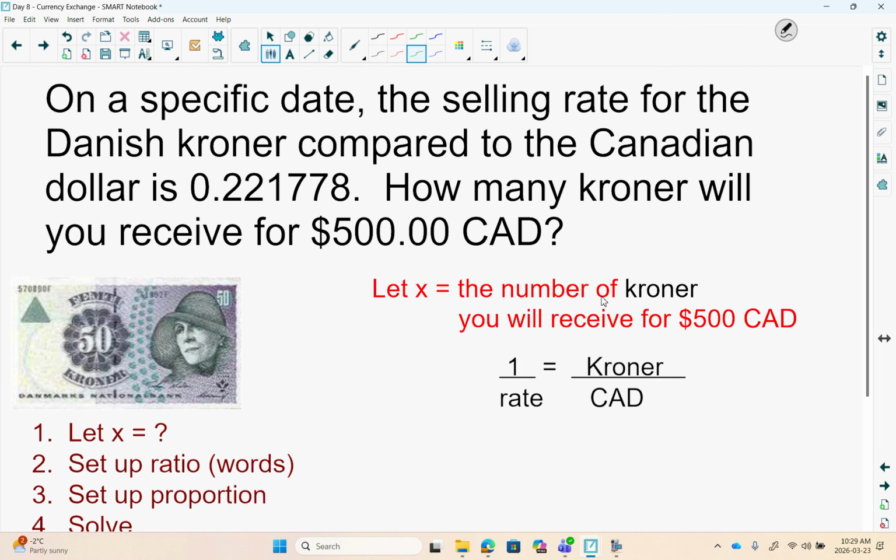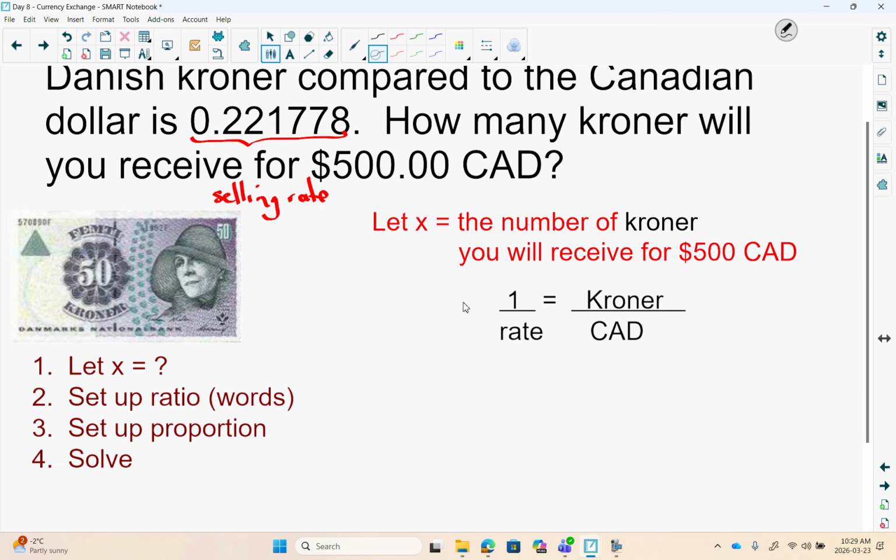So think about this. I'm actually buying Danish kroner. What does that mean the bank is doing? Selling. So this right here is actually a selling rate. There was no real mystery in this question because they only gave me the one rate. But to answer this question properly, I'm going to have to fill this proportion in. I would write 1 over, in this case, the selling rate.